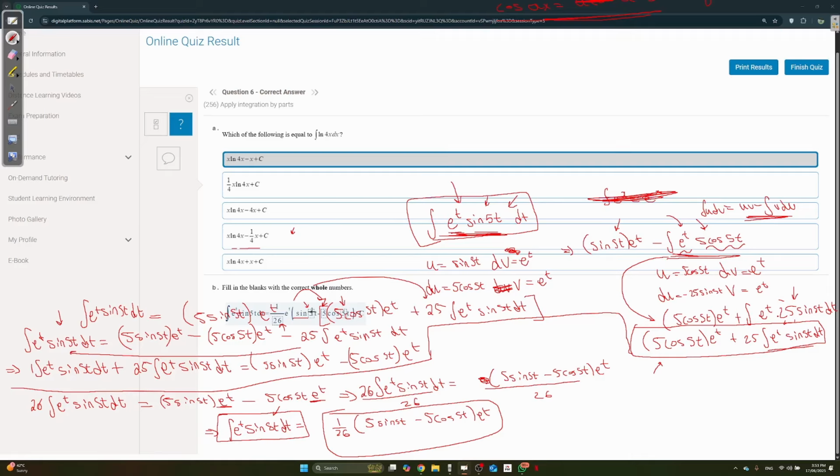Okay? So I'm just going to move on, but it's nice to know how to integrate by parts. This is actually called a loop. What they do is they call this I, and they ask you what is I equal to. Okay? Anyways, let's move on.